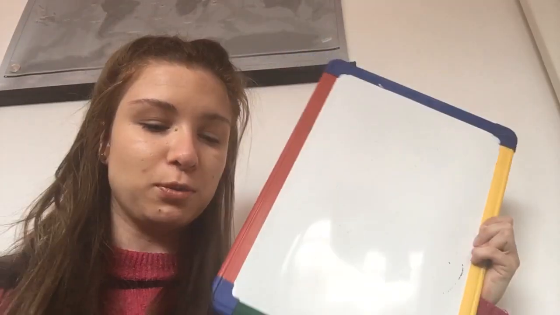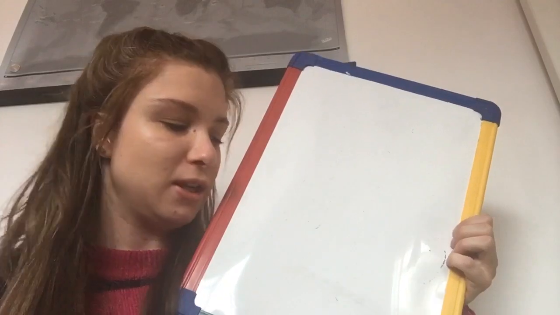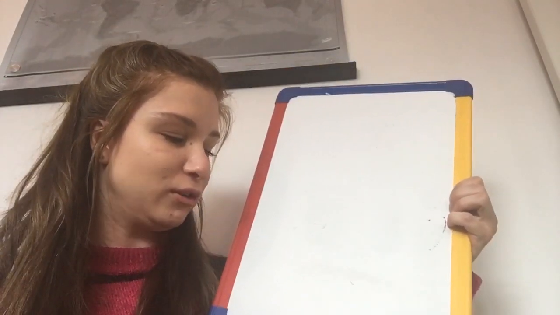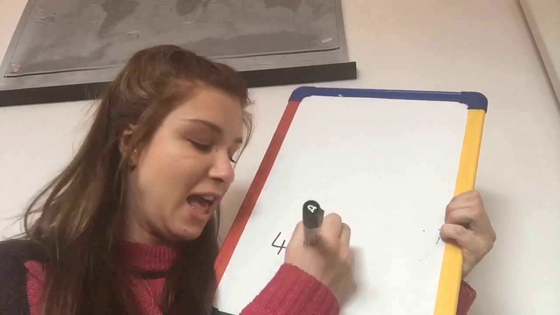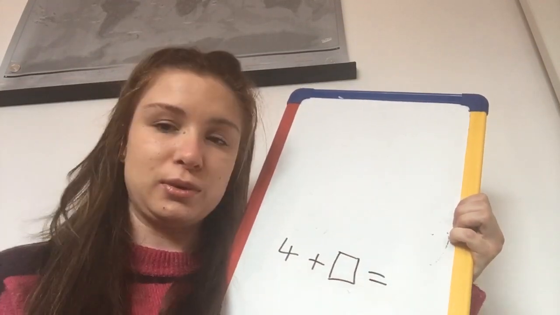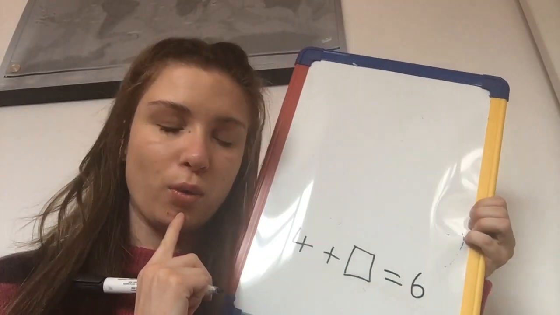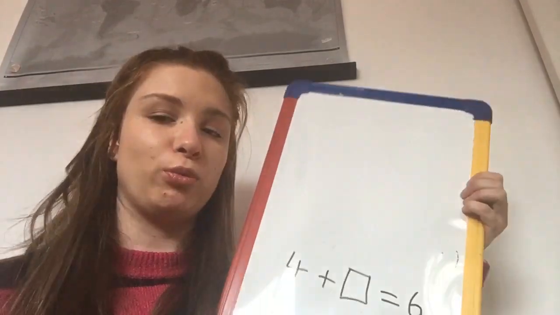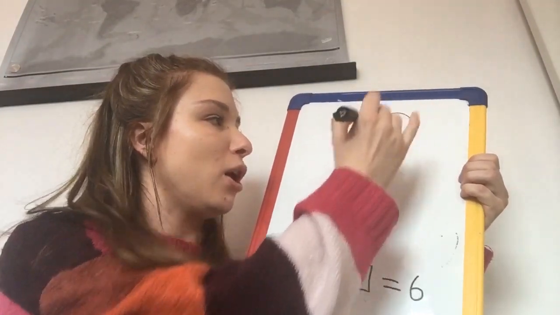So we're going to make things a little bit more complicated because we're going to do some missing number questions. So we're going to start with 4 add something equals 6. Ooh, how do we think I'm going to work that out? We're going to draw our part whole model again.